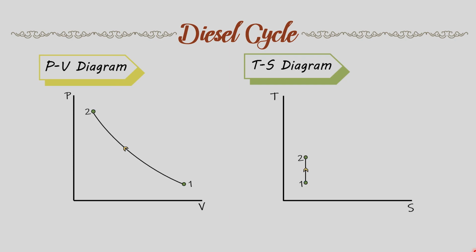Process 1 to 2 is reversible adiabatic or isentropic compression, in which the intake air is compressed, leading to a higher temperature and pressure by moving the piston from the bottom dead center to the top dead center. As you can clearly see in the graph, point 2 is much higher than point 1 on both diagrams. And process 2 to 3 is called the isobaric heat addition process or constant pressure combustion.